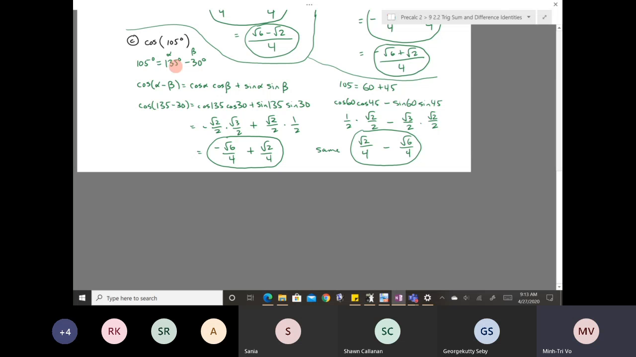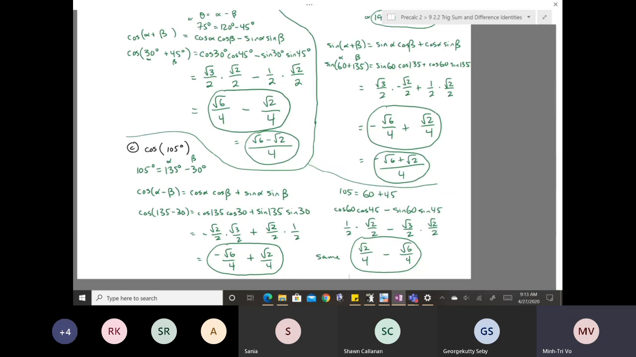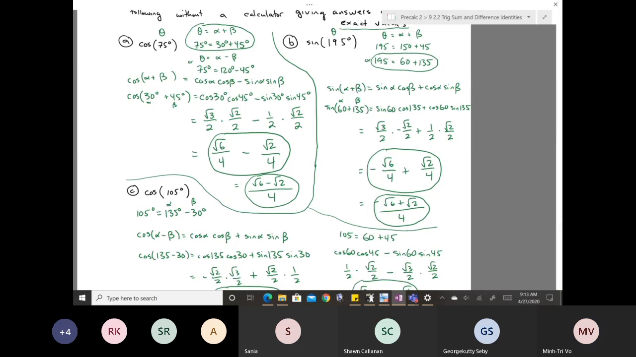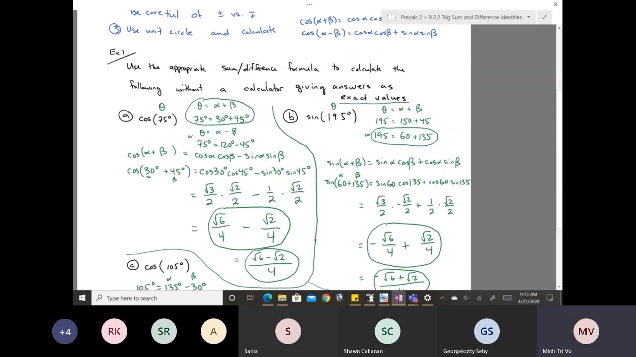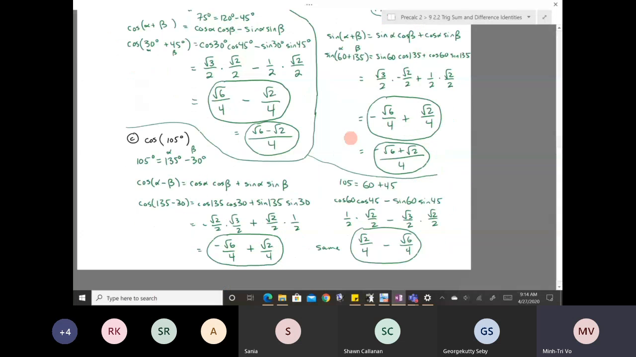So it doesn't really matter how you represent the angle, as long as you find two angles that you can work with, and then apply the correct formula. Okay, any questions on using the sum and difference formulas?